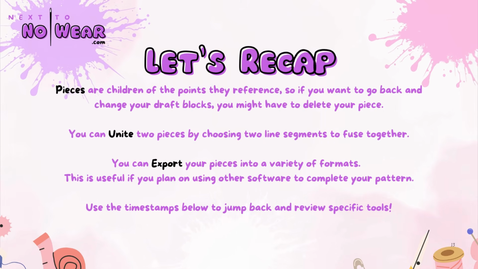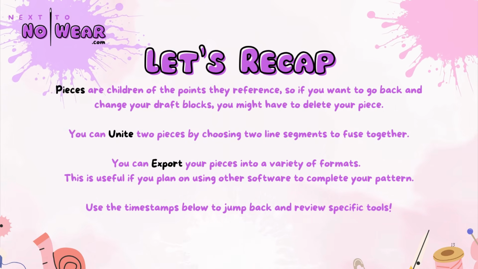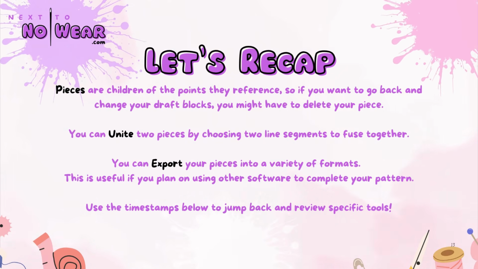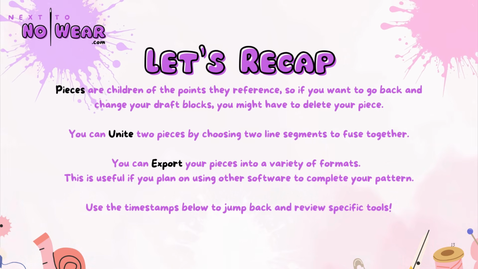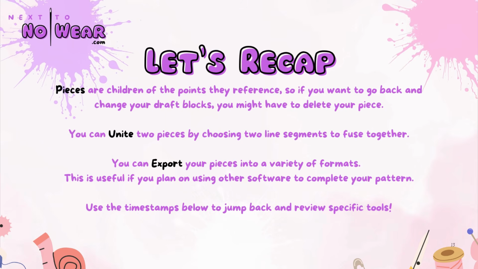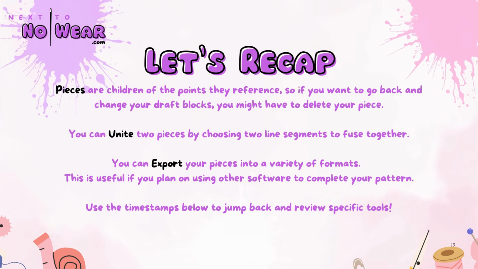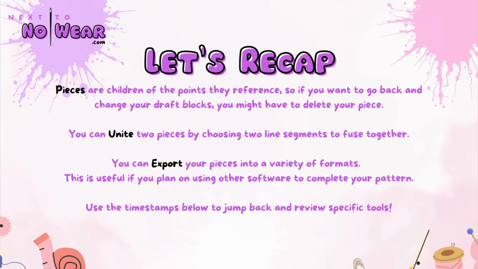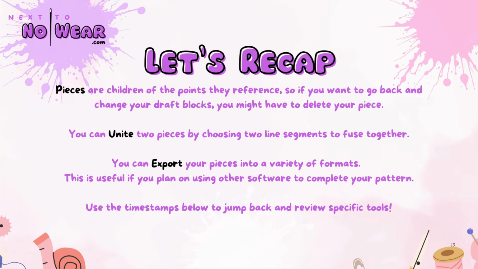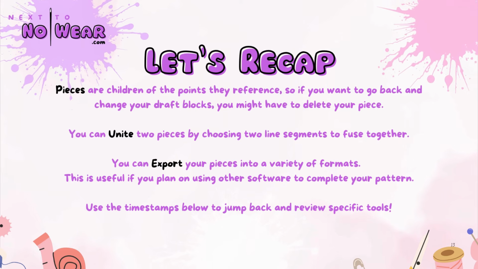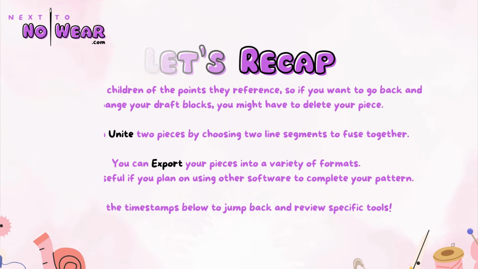Let's recap part 6. Pieces are children of the points they reference, so if you want to go back and change your draft blocks, you might have to delete your piece first. You can unite two pieces by choosing two line segments to fuse together. You can also export your pieces into a variety of formats. This is really useful if you plan on using other software to complete your pattern. And as always, you can use the timestamps to jump back and review.